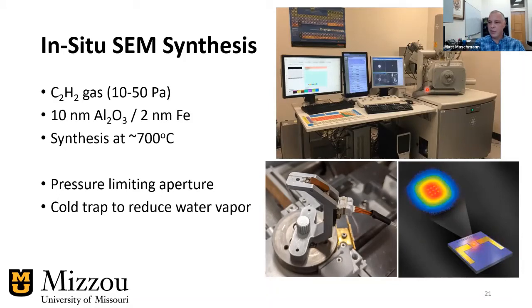The way that we do this is basically the microscope becomes your chemical vapor deposition furnace. This is an environmental SEM, which means that we can introduce gases within the system without harming the system. We're introducing acetylene gas at a pressure between 10 and 50 pascals. And within the chamber, we have the fixture that you can see at the bottom left. This is a special fixture from Protochips. It's a company.